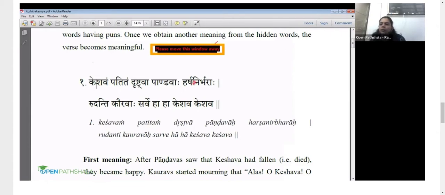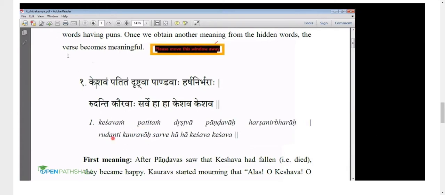The fishes, or the animals residing in water, started feeling happiness. They became happy. Rudanti Kauravaha sarve. And all the foxes started crying, ha ha Keshava Keshava. This ha ha is the exact translation of alas. So alas Keshava Keshava. The dead body has fallen in the water. So this is how it goes.